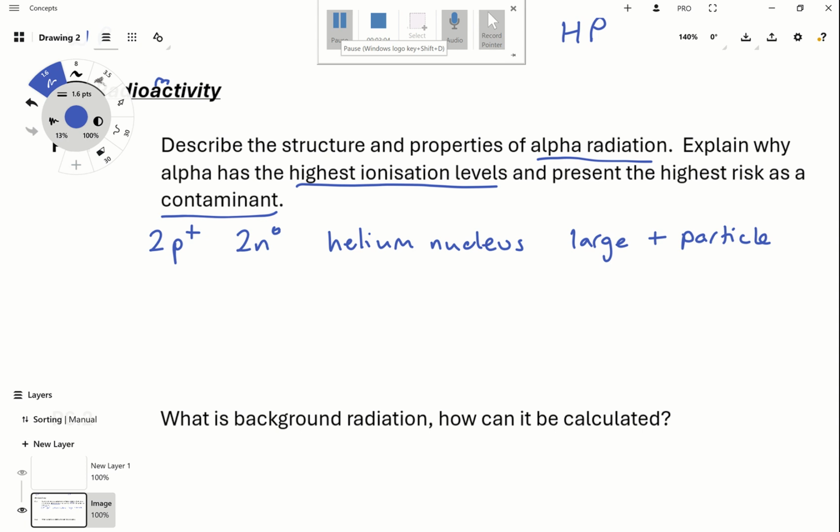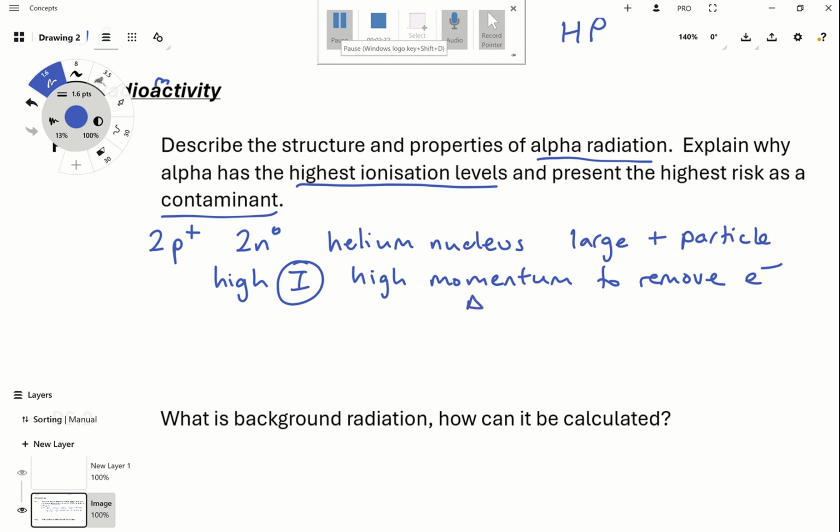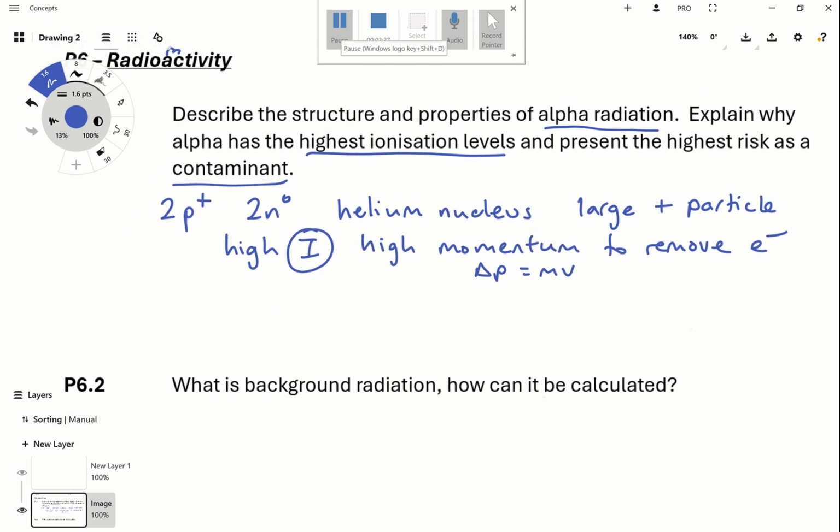The next part is, so we've done that, and now we can just go through the basics of it's highly ionising, but it tells us here, so highly ionising, and the reason why, because it has high momentum to remove electrons from atoms. And the reason it's got high momentum is we've seen, well, momentum equals mass times velocity, so it's a big particle with lots of velocity.